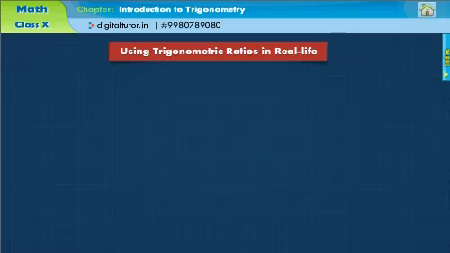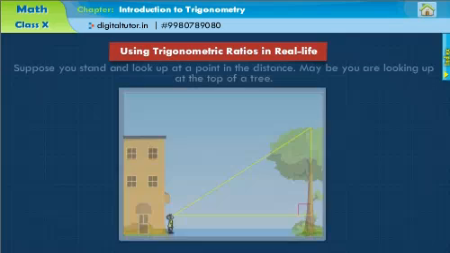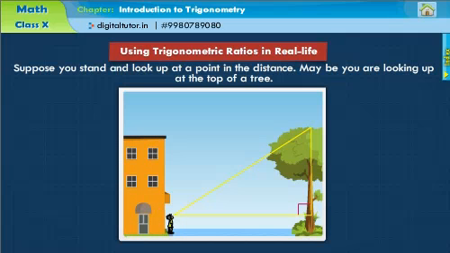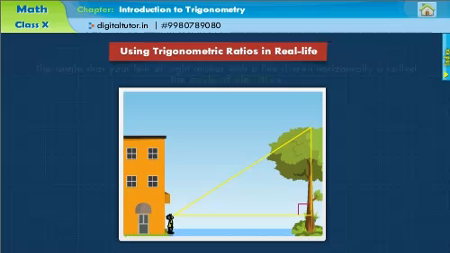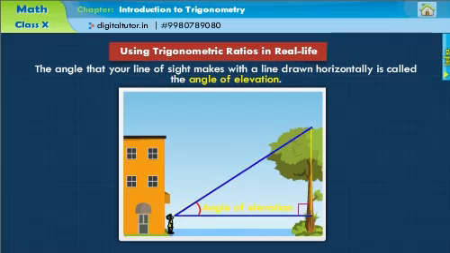Using trigonometric ratios in real life. Suppose you stand and look up at a point in the distance. Maybe you are looking up at the top of a tree. The angle that your line of sight makes with a line drawn horizontally is called the angle of elevation.